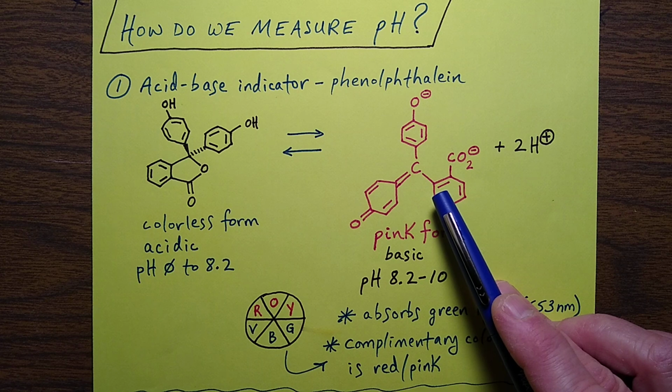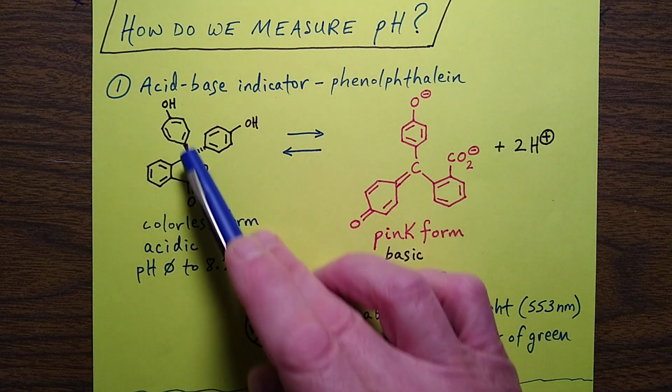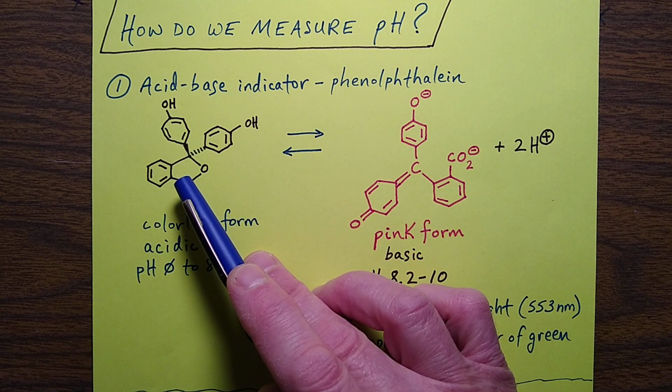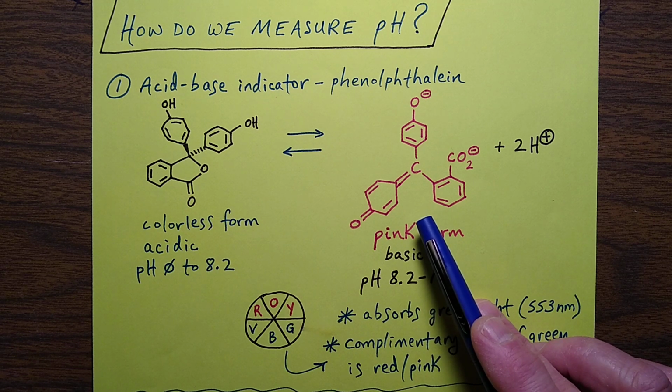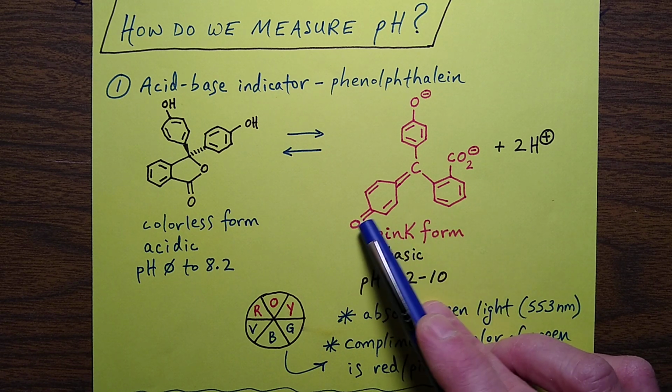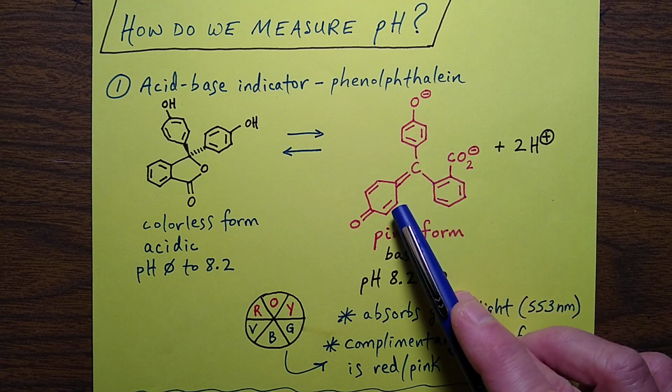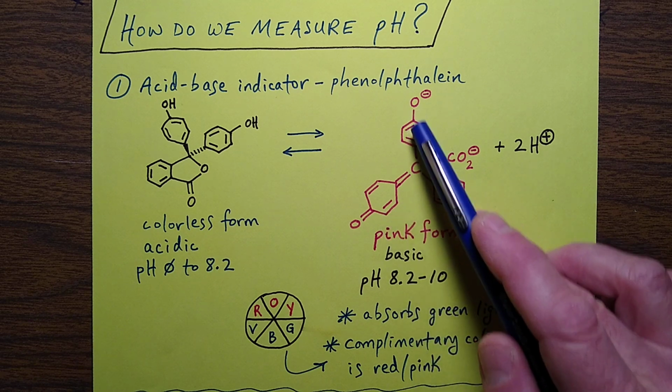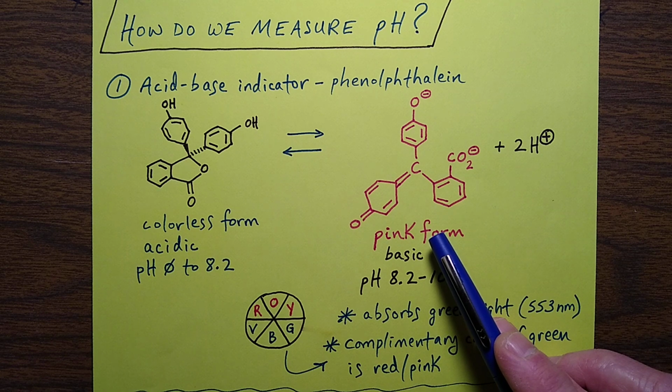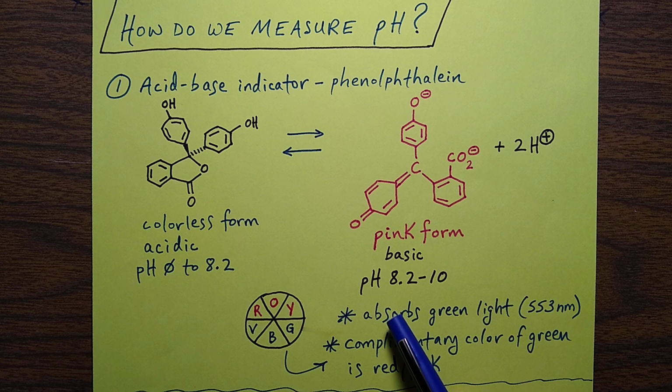In this structure here, it actually is able to absorb visible light. This structure does not have the right energies to absorb visible light, but this one does for reasons we won't worry about. It has something to do with these alternating double and single bonds. But this particular arrangement of electrons causes it to absorb light. Now, phenolphthalein just happens to absorb greenish light best, which has a wavelength around 553 nanometers. That just happens to be a greenish color.